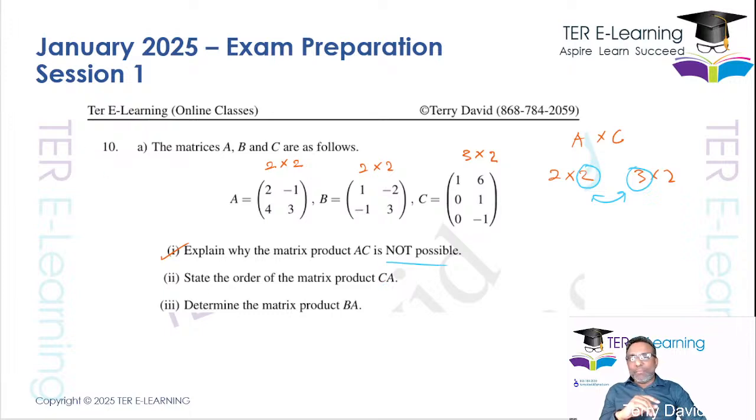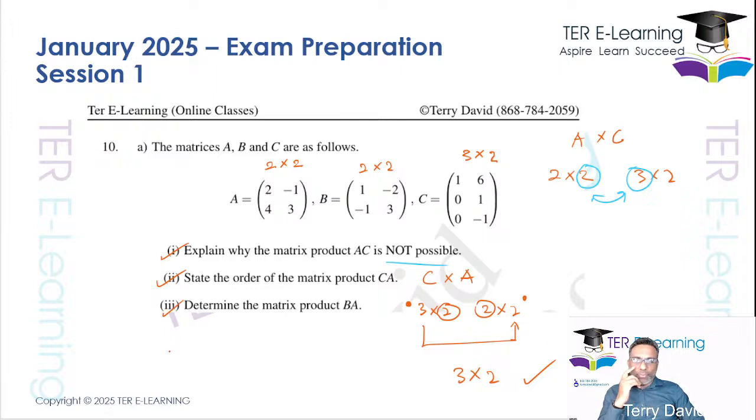The second part, they want us to state the order of the matrix product C by E. So if you multiply C by E, the order of C is 3 by 2, and the order of E is 2 by 2. For this matrix multiplication, this number and this number are the same, and the answer is going to be a 3 by 2. It's whatever this number is here and whatever this number is here. So the order of the product is 3 by 2.